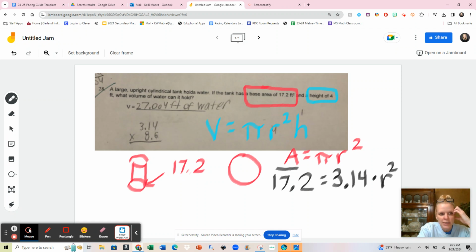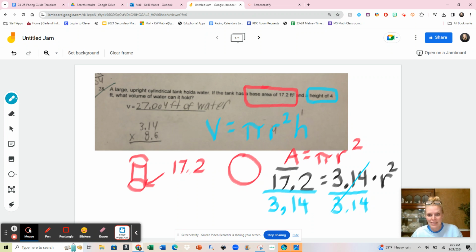So the first thing you're going to say to yourself is, is my variable by itself on that right side? No. Right now it's being multiplied by 3.14. So we're going to divide both sides by 3.14. That's going to cancel out, giving us that 1. We're going to divide 17.2 divided by 3.14.